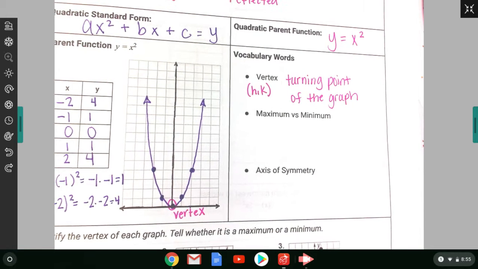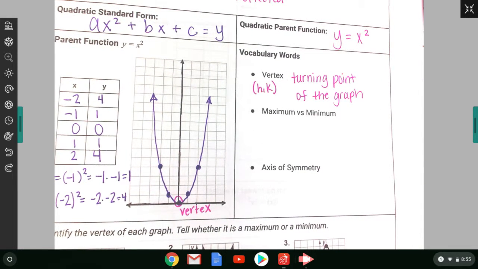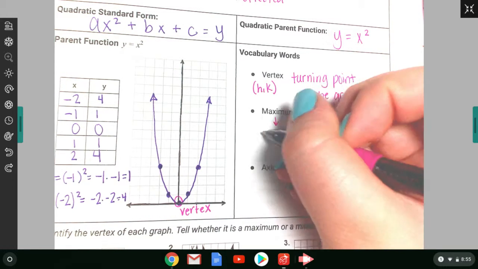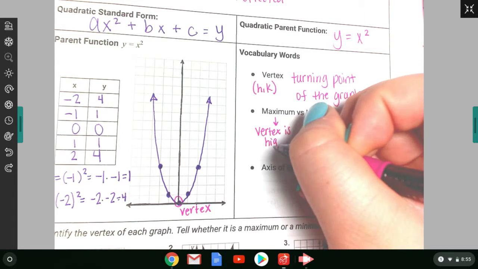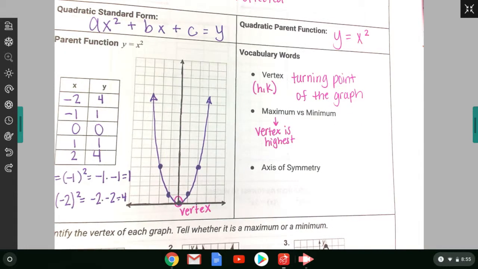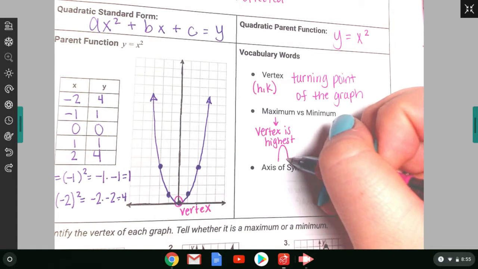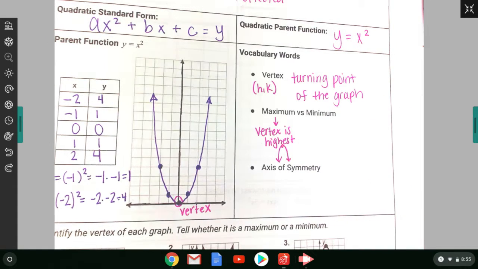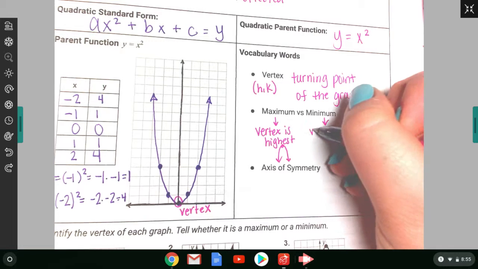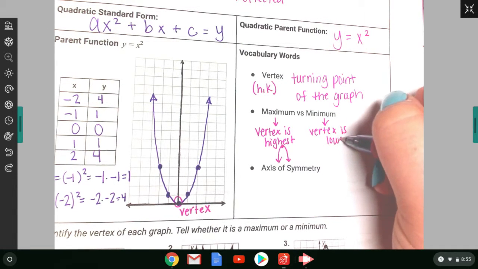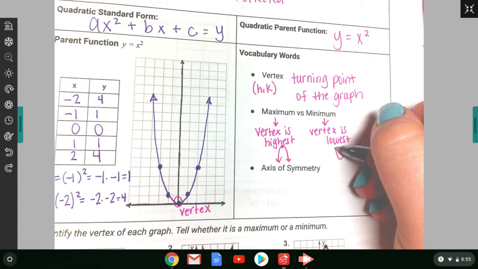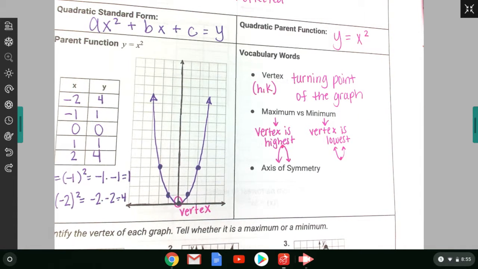All right, and then the vertex in this case can either be a maximum or a minimum. So if it's the maximum, the vertex is the highest. If it was the highest point, it would be like this, with the vertex at the very top. If it's a minimum, the vertex is the lowest. That's like the one we have, where it's like this, and our vertex is down there at the bottom.